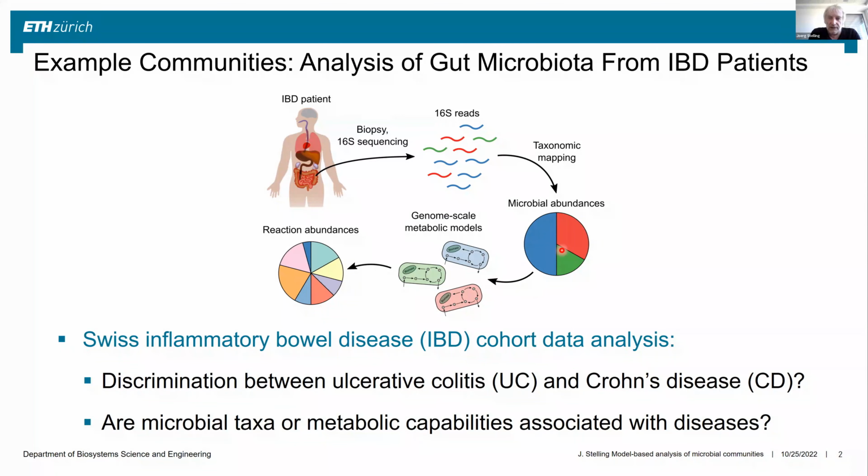The question we asked is whether there is a better discrimination when we look at the taxa, or when we use models and look at the abundances, so the capabilities in terms of reactions that the entire microbiome can have. Essentially, what we did was just take genome-scale metabolic models, count the number of reactions, and multiply this by the microbial abundances. So very simple, not really mathematical modeling yet, but we'll come to that later.